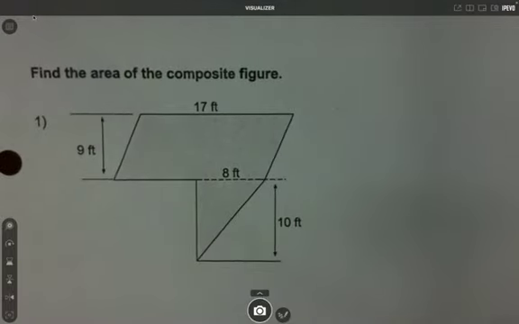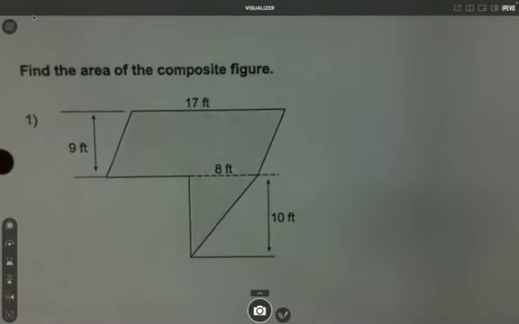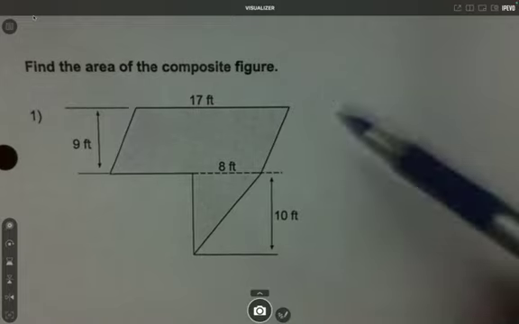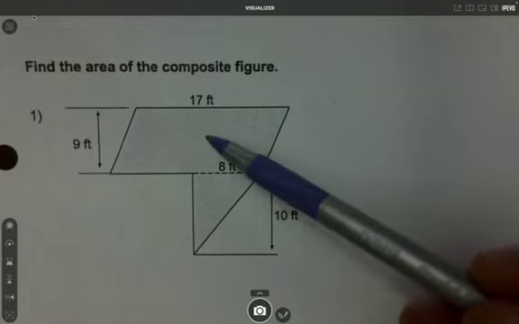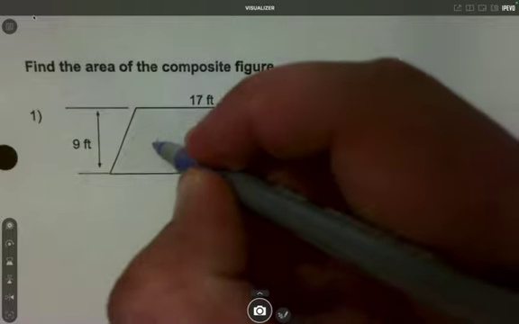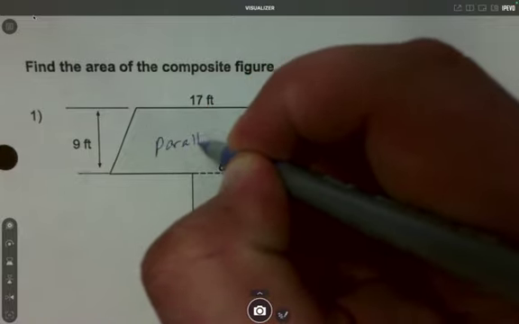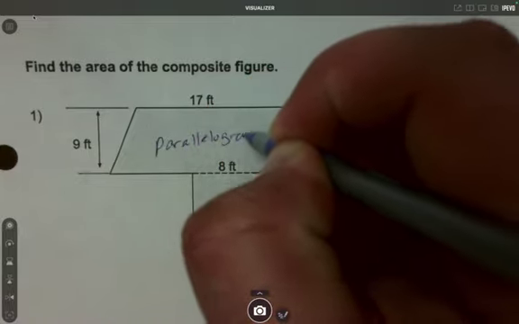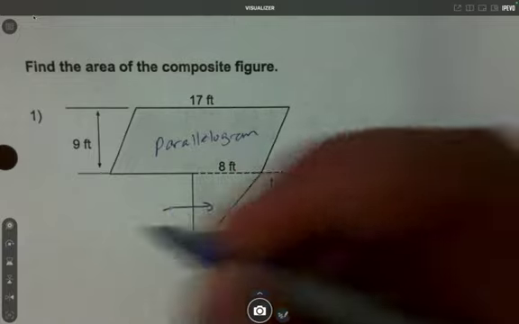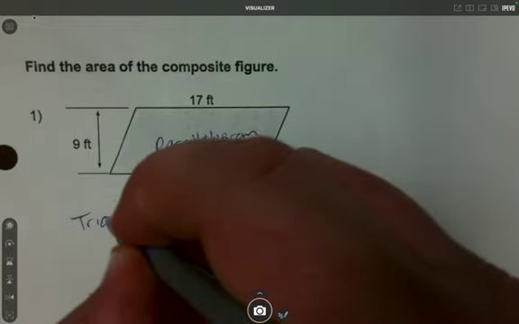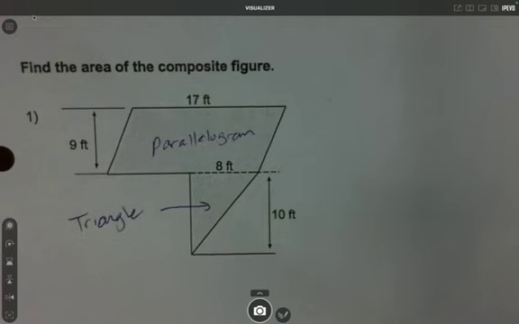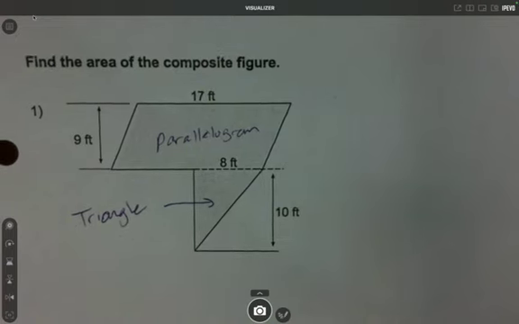Okay, so first up, we want to find the area of this composite figure. So hopefully you can see we have two shapes here. Right here, we have a parallelogram. Right here, we have a triangle. So as weird as this shape may look as a whole, it's really just two basic shapes we know how to find the area of.